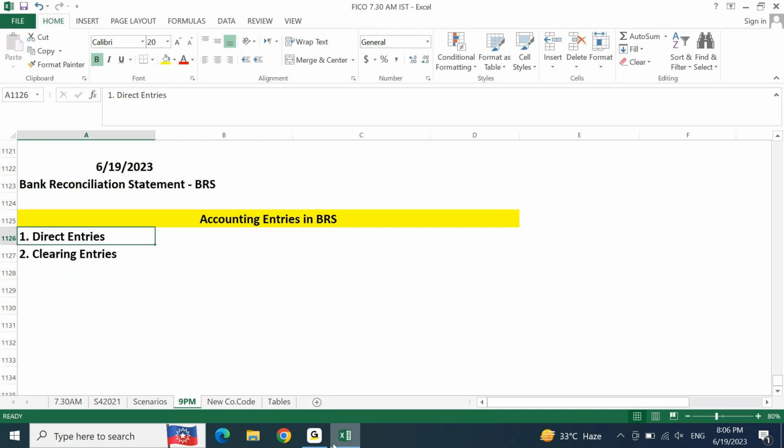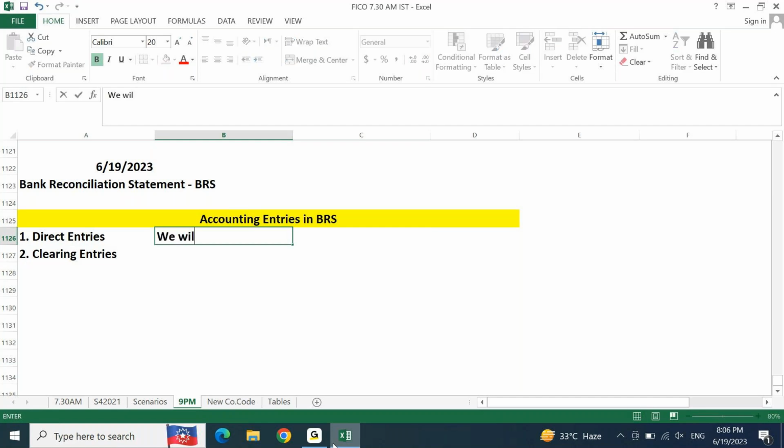Okay. So when you talk about a direct entry, here we will input debit and credit. You will input debit and credit, or you will write what account to be debited, what account to be credited. That is your direct entry, which has got no connection with any of the existing entry.